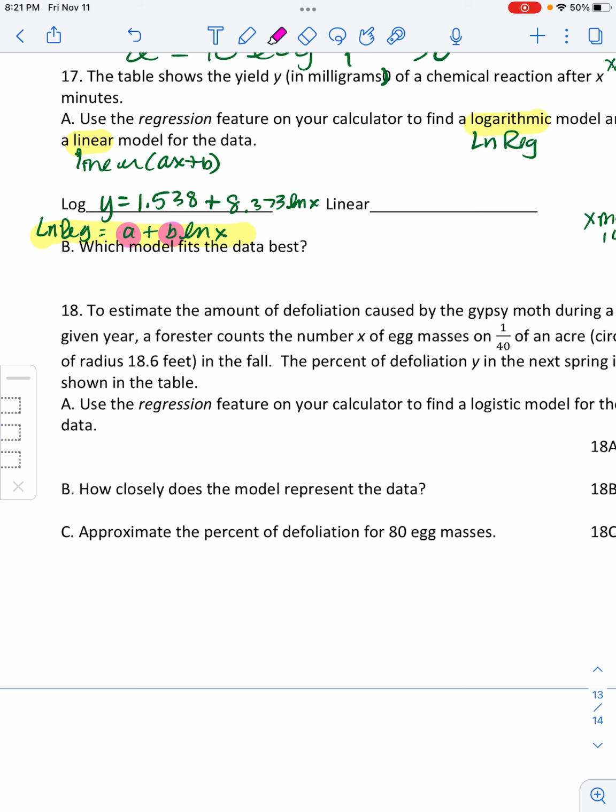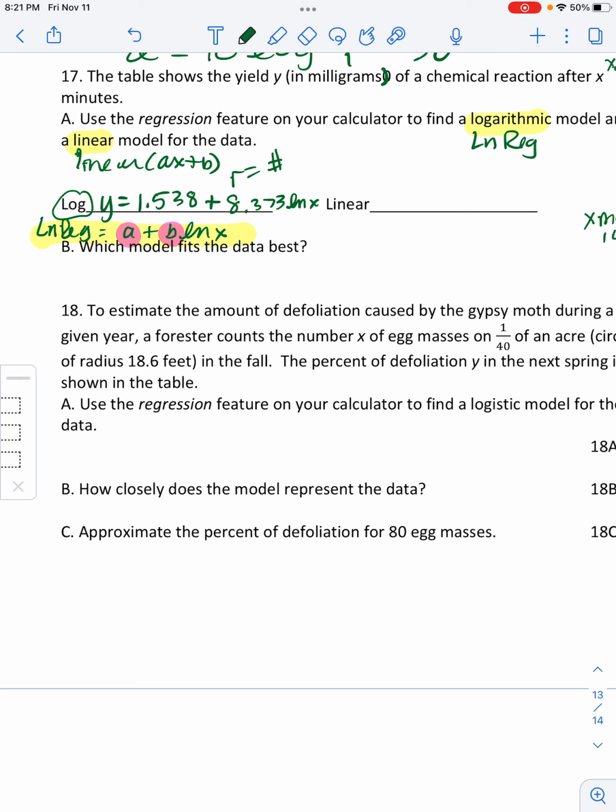Okay, and then the other thing I would be prepared to write down on my test and recognize is what that R value is, remembering that the closer it is to 1, the better your equation, like the log equation in this case, the better it fits the data. If it is 1, then it goes right through every single point, and it's a perfect fit.